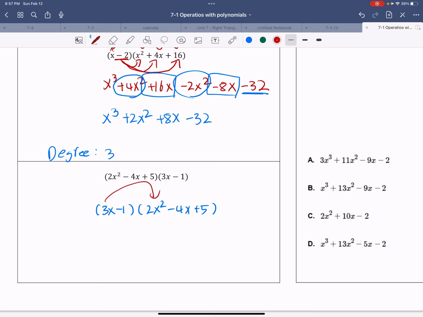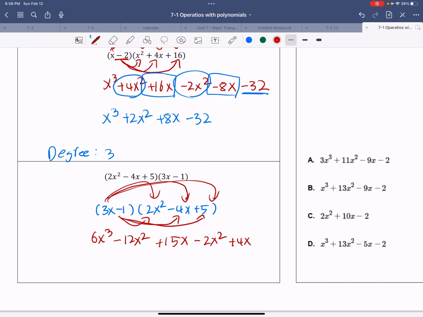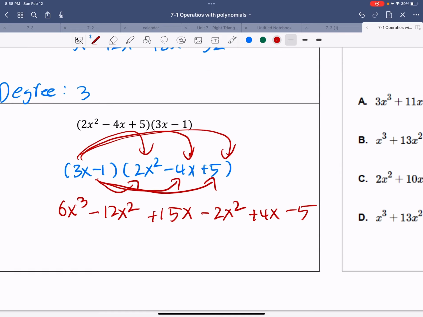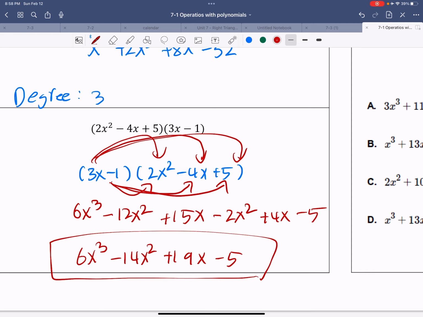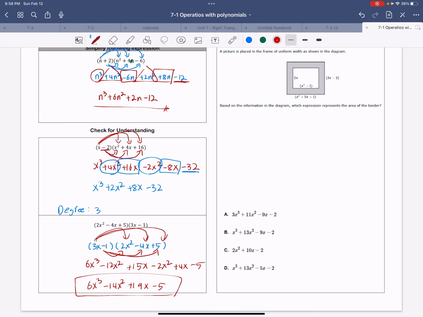So 3x times 2x squared is 6x to the third power. 3x times negative 4x is negative 12x squared. 3x times 5 is plus 15x. Negative 1 times 2x squared is negative 2x squared. Negative 1 times negative 4 is positive 4x. Negative 1 times positive 5 is negative 5. Like this. Okay? So that's what it is.